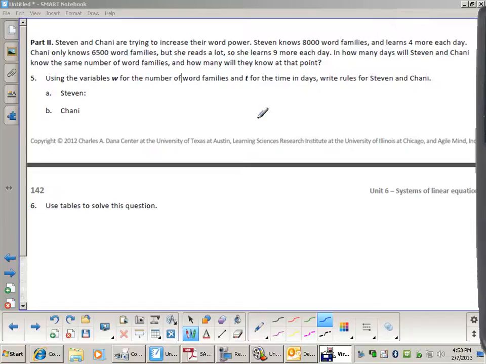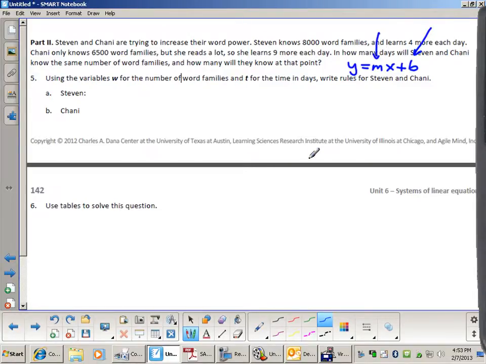How many days until Steven and Shani know the same number of word families, and how many will they know from that point? So here's the deal: we need a rule. Because if we're going to make a table like number 6 is asking us to, and we're going to make it in the calculator, we have to type something into the calculator, so we have to have this rule. Moreover, the rule has got to be in y equals mx plus b form, which means what we're really looking for is a starting point b and a slope m, something showing how it's changing.